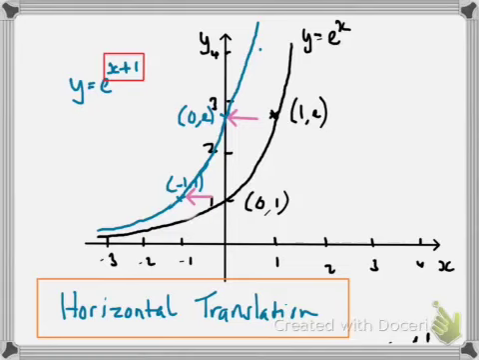So that's the horizontal translation. Domain and range don't change. Asymptote doesn't change when you're just doing that simple horizontal translation.